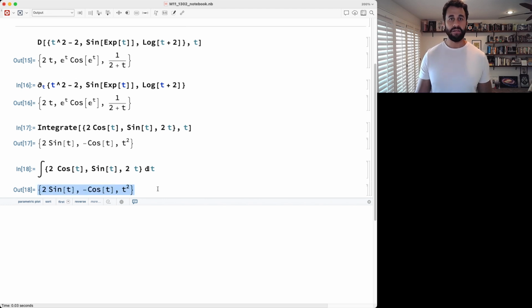So Mathematica can differentiate and integrate things for you. It's a good way to check your work. So try to do it by hand, and then go to Mathematica and have it verify, and then hopefully you got the same thing. If you didn't, then you probably made a mistake.